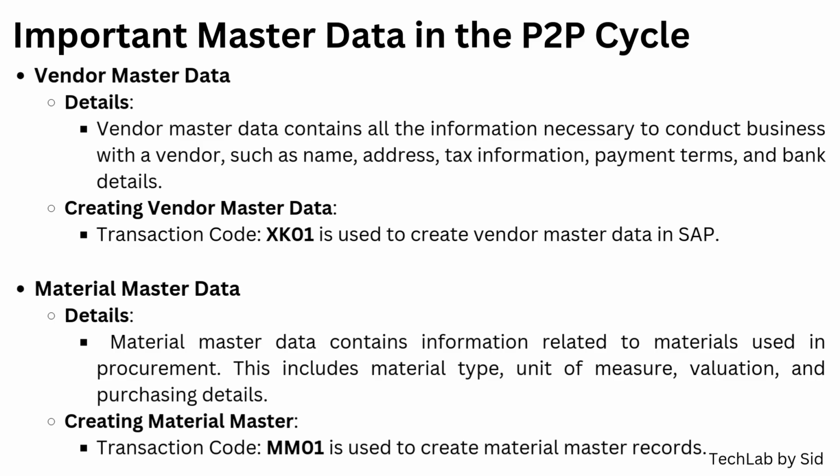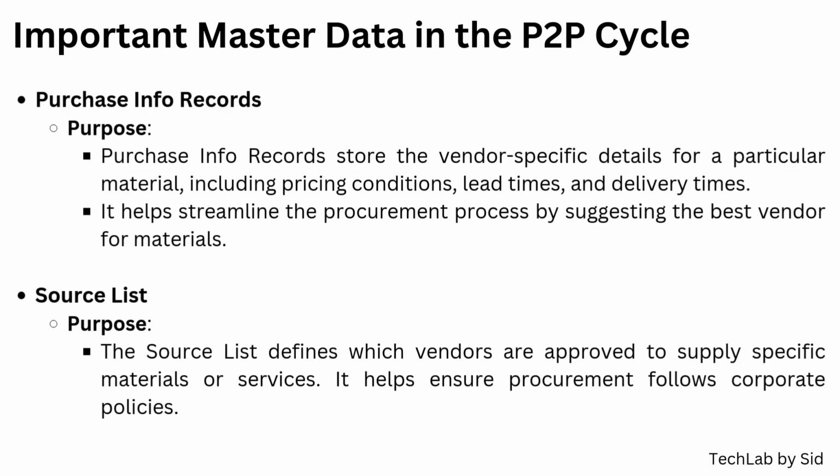Material master data manages details about materials, including type, unit of measure, and pricing. With MM01, companies input material-specific information, allowing for accurate inventory management and procurement. Purchase info records link vendors with materials, storing details like pricing, lead times, and delivery schedules. This helps automate procurement by suggesting the best vendors for each material.